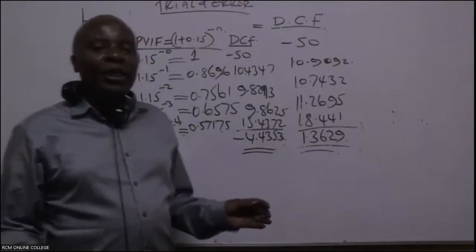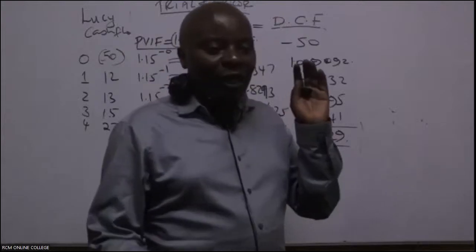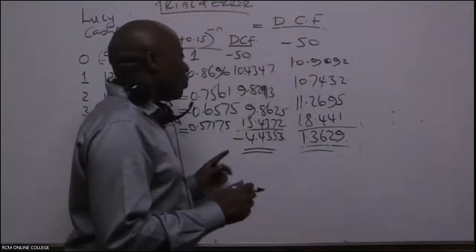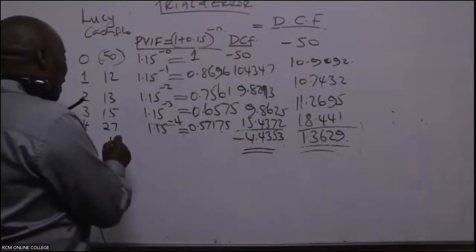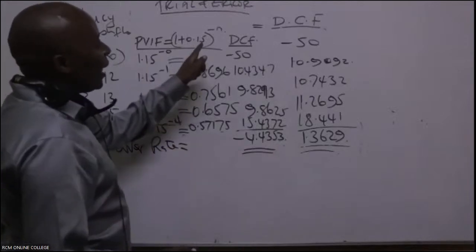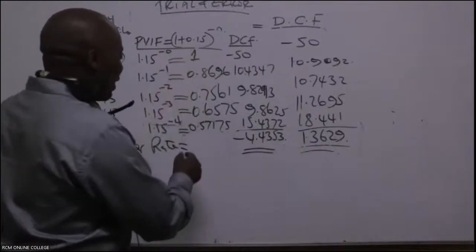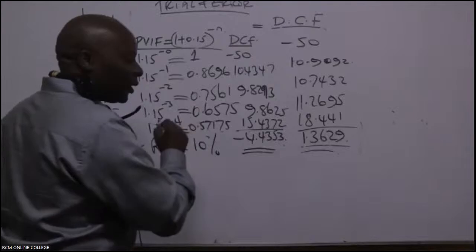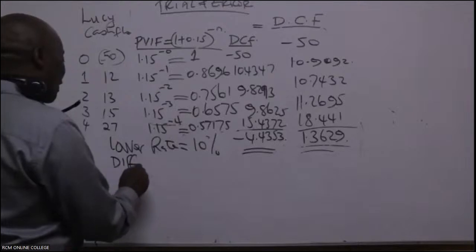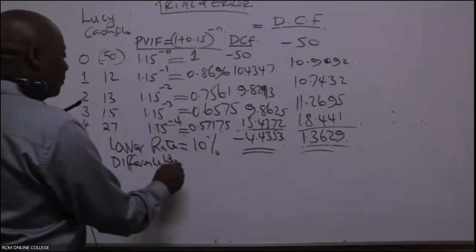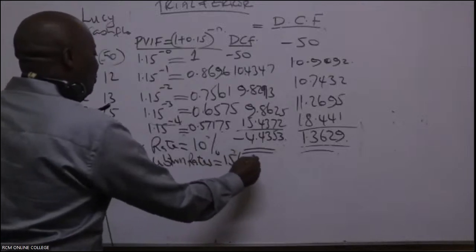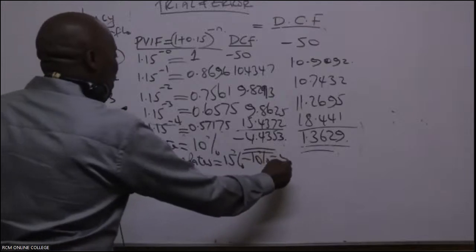Now, fortunately, I happen to be having a positive NPV and a negative NPV. Now I'm so lucky. So what I need to do is identify a few things. Give me the lower rate. We have two rates, 10% and 15%. The lower rate is 10%. Then the difference between the rates: 15% minus 10% gives me 5%.